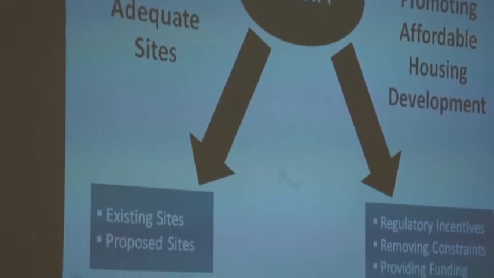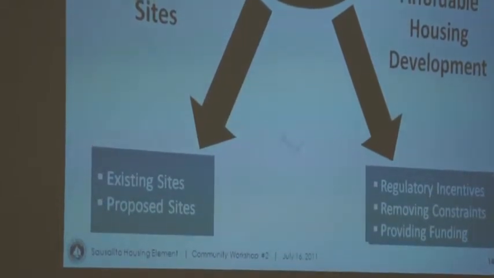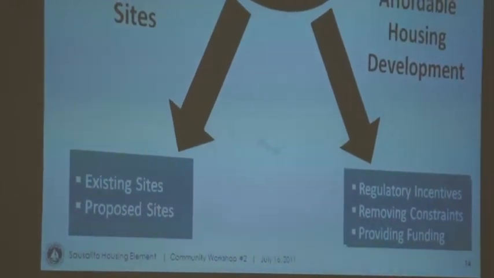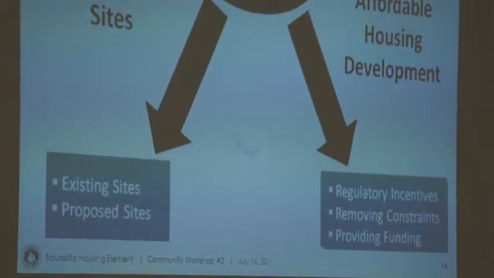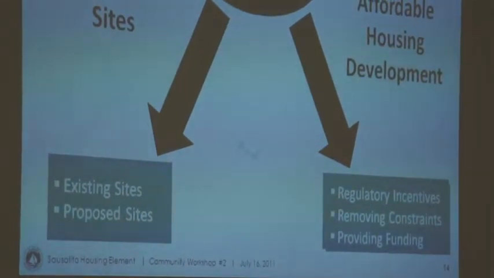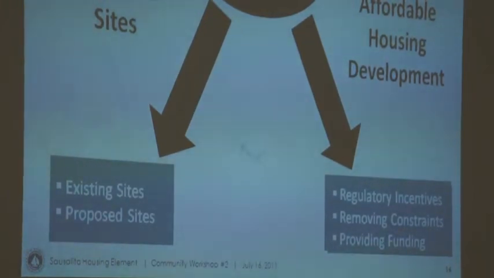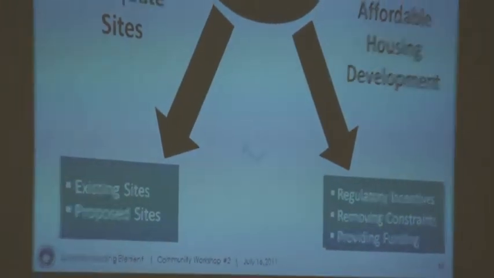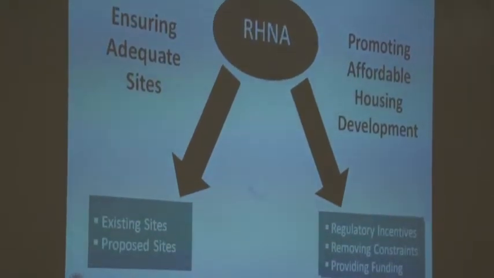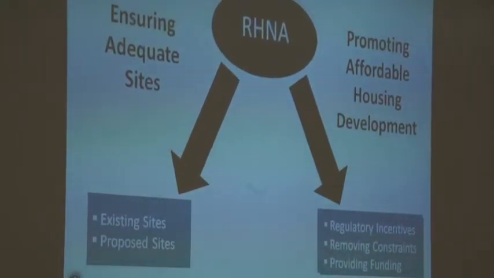Let's say they're some kind of nonprofit, just as an example. Can they come in and build at these densities and build affordable housing? And that's really what the adequate sites test is about. But again, you have to relate all that to the housing types relative to the incomes.